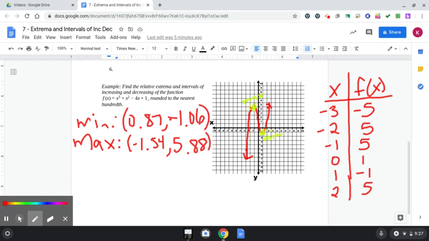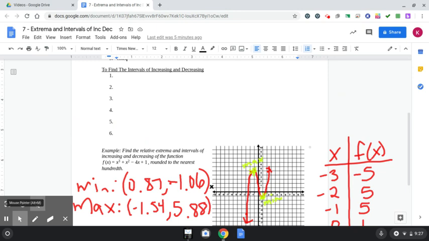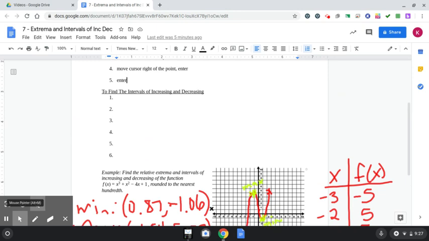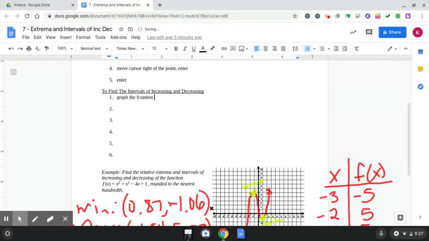Okay, so now let's go back up and we're going to talk about how to find the increasing and decreasing intervals. So you already did part of your steps here, because in order to do the increasing and decreasing intervals, you have to find the mins and maxes. So your first step is going to be to graph the function again. Not again, but that is also your first step for this. Fix the window if necessary.